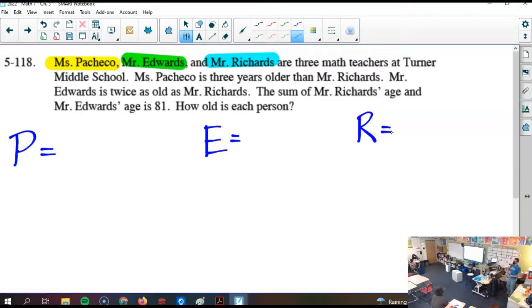Try to make expressions out of what they tell you. I want you to get a head start on me.